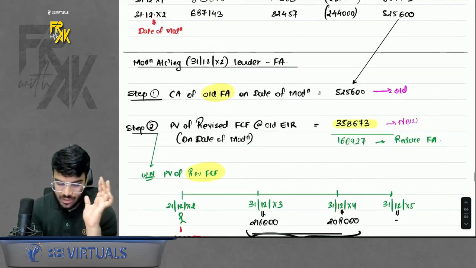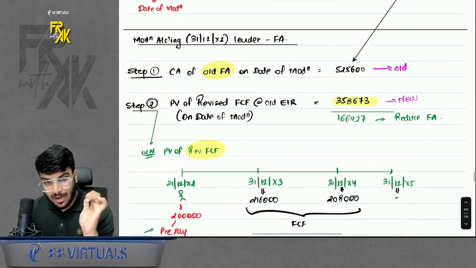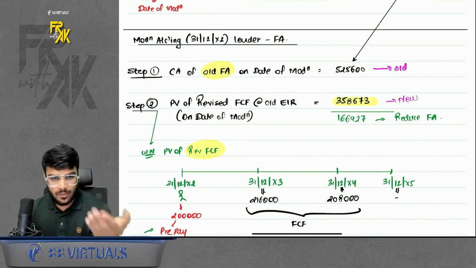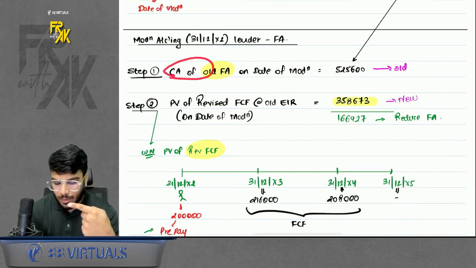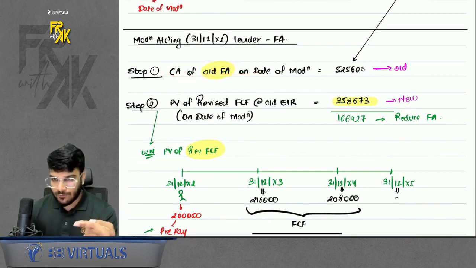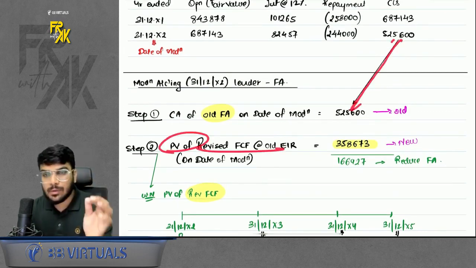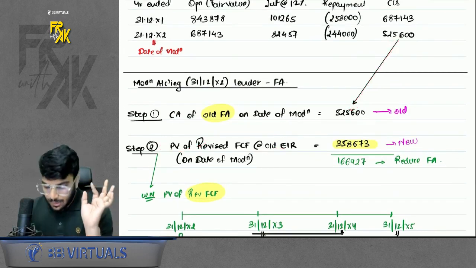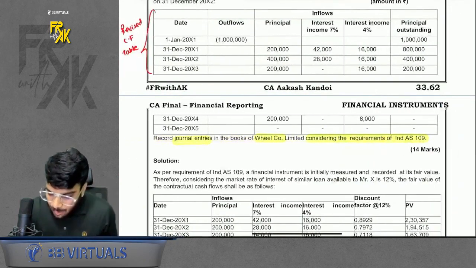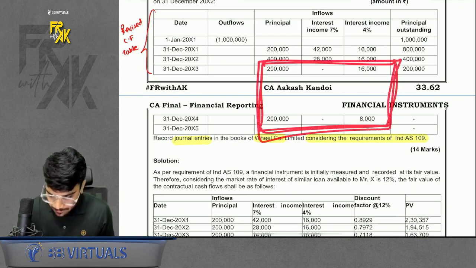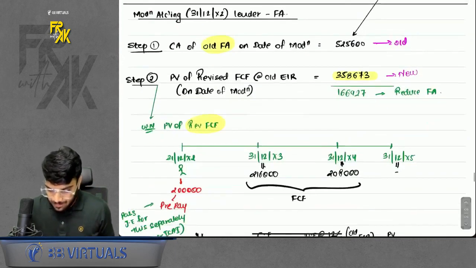Then after modification, what do we do? Follow the steps. Step number 1, carrying amount of old financial asset on date of modification. How do you get it? From the previous LAT. Second, present value of revised future cash flows. Revised future cash flows mean after you make the prepayment, refer to the future cash flows. After I make the prepayment, only 2 cash flows will be pending. So I will find the present value of these.